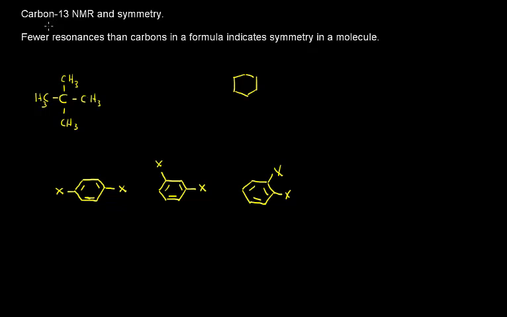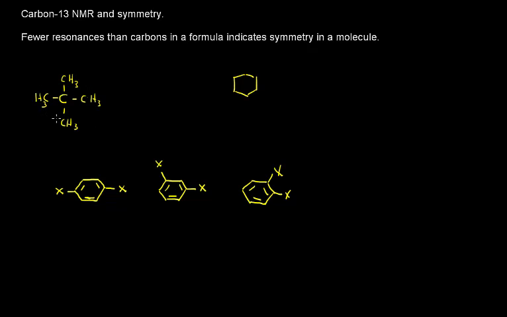One last thing that I'll mention that I found particularly useful is the relationship between carbon-13 NMR spectra and the symmetry in a molecule. Very simply, fewer resonances. Remember, you get a distinct resonance for each type of carbon. So if you see fewer resonances than carbons in a formula, that indicates that there is symmetry in a molecule. So what I'd like you to do now is pause the video and just predict the number of resonances that you would see for each of these molecules. And now I'll go ahead and do that for you.